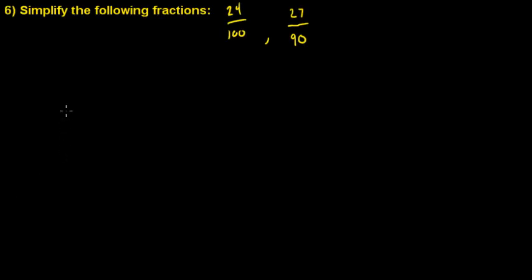Number 6 here, simplify the following fractions. To simplify, all you have to do, like for example for 24 over 100, is find a common factor of 24 and 100, and you just divide out the numerator and the denominator. So let's do the first one. I'm going to rewrite it right here, 24 over 100. Now this ends with a 0 and this ends with a 4, so I know I can divide out at least a 2. So I end up with 12 over 50. But this ends with an even number, and this ends with an even number, so I know that I can divide by 2 again.